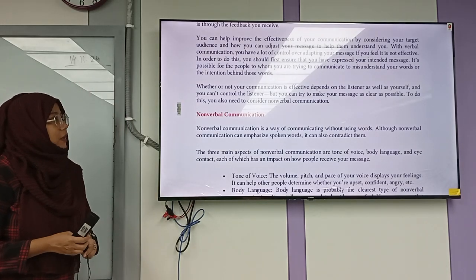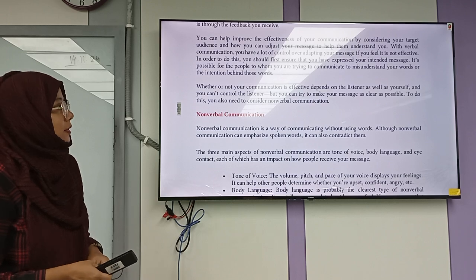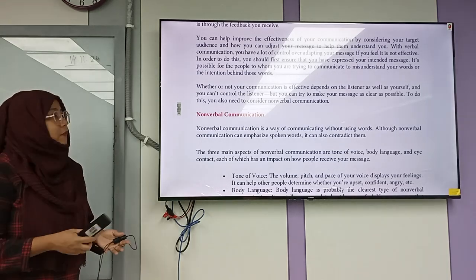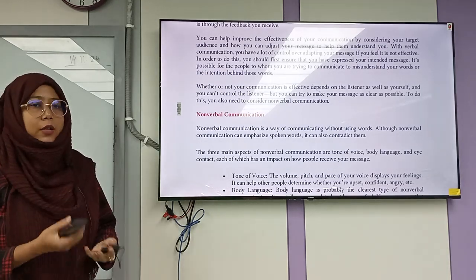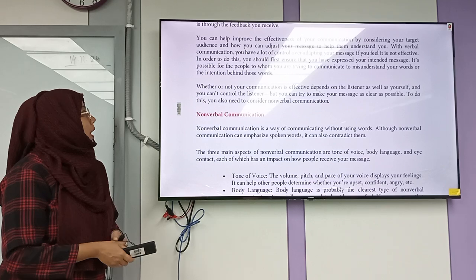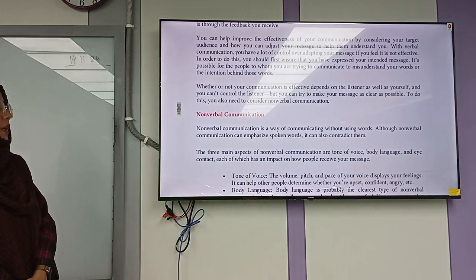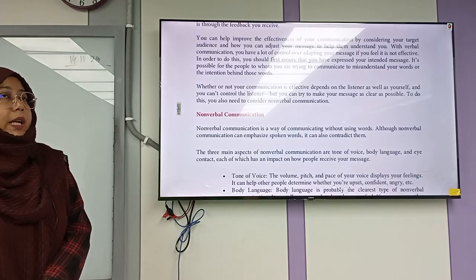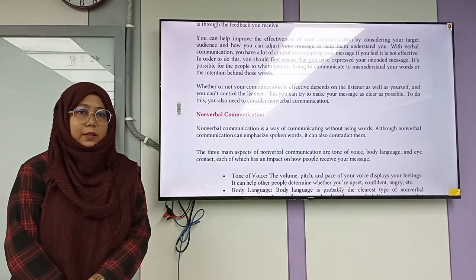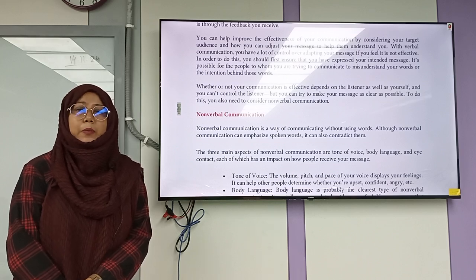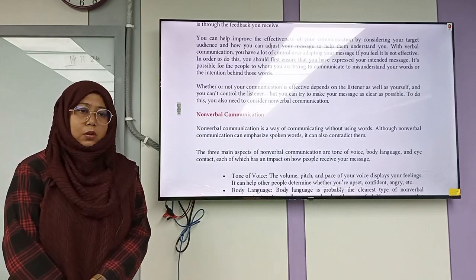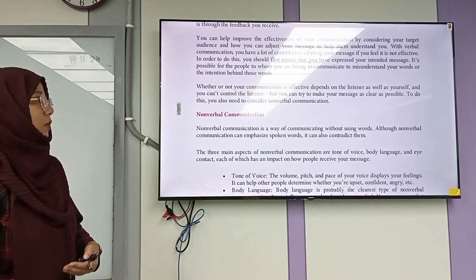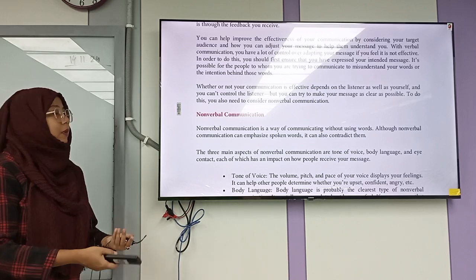Whether or not your communication is effective depends on the listener as well as yourself. So your communication, whether it is effective or not, depends both on you and your mother, for example. You can't control the listener, but you can try to make your message as clear as possible. We can't change people, right? It is always said that people should change themselves. So you can change yourself, not the target audience, not your listener, not your mother or father.